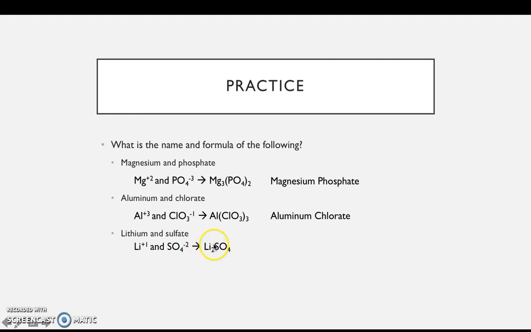The Li doesn't get parentheses on it because it doesn't have 2 of those back-to-back subscripts like the Al(ClO3)3 does, or the Mg3(PO4)2. Okay, we don't have 2 back-to-back subscripts, so I don't need to separate them with parentheses. Now to name that one, again, just off the periodic table, lithium sulfate.